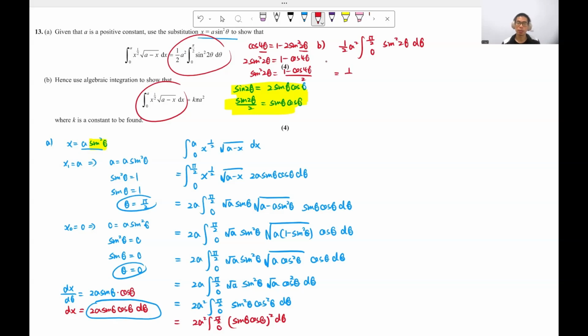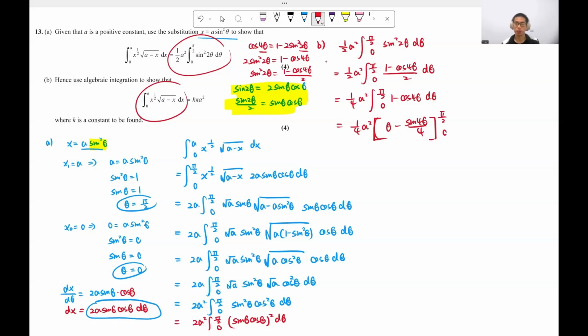So now if we apply that to this question, we have a half a square, integral from 0 to pi over 2, and then sine square 2 theta is 1 minus cos 4 theta over 2 d theta. So take out 1/2 as well, and that'll be 1/4 a square, integral from 0 to pi over 2, of 1 minus cos 4 theta d theta. Then 1 will integrate to theta, and cos 4 theta will integrate to sine 4 theta over 4, with the limits pi over 2 and 0.